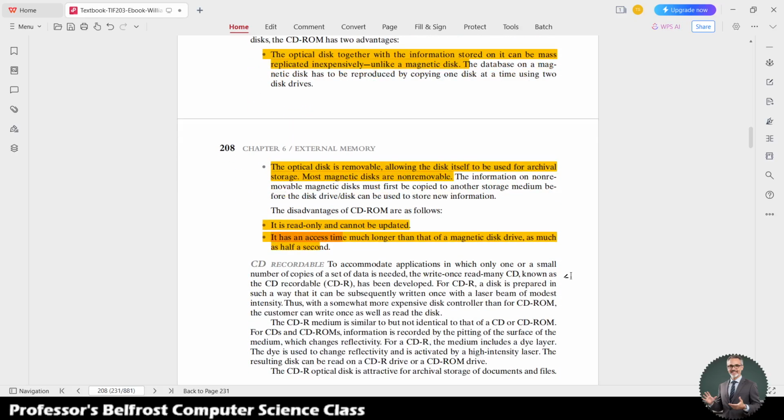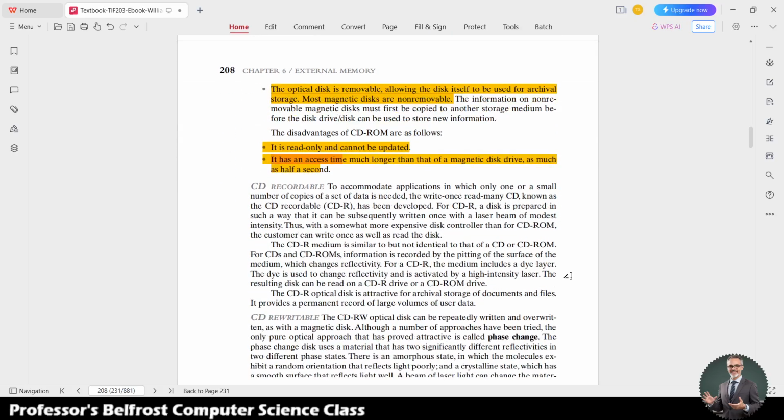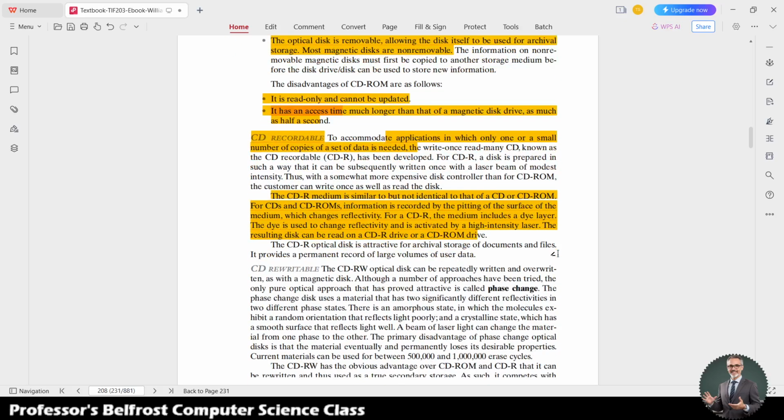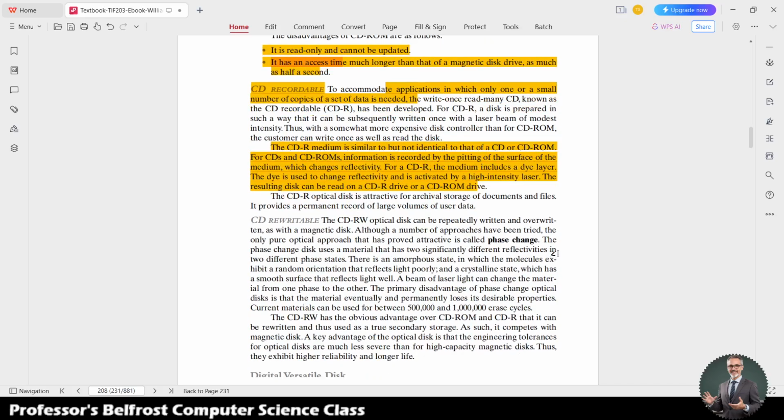Now we are looking at CD-R. Okay, this is only used for applications where only one or a small number of copies of data is needed. So yeah, the CD-R media is similar to but not identical to that of CD and CD-ROM. For a CD-R, the medium includes a dye layer, and the dye is used to change reflectivity and is activated by a high intensity laser.